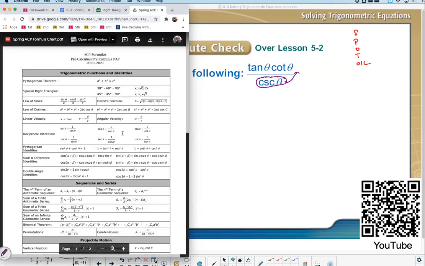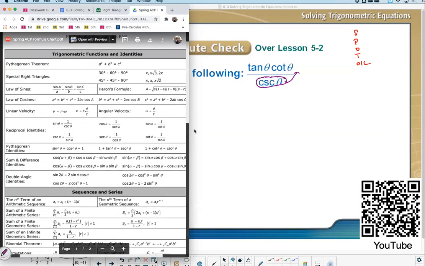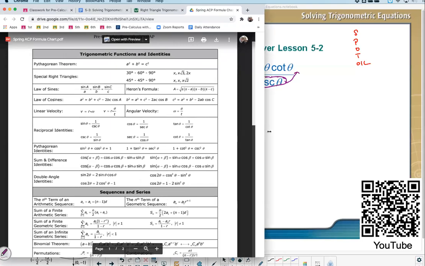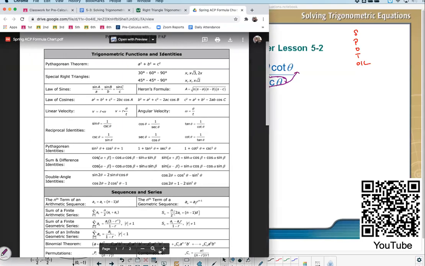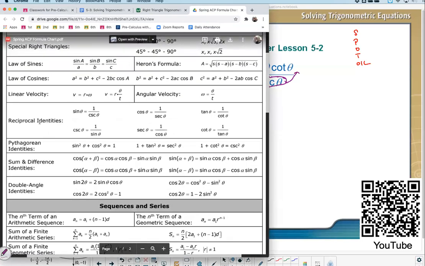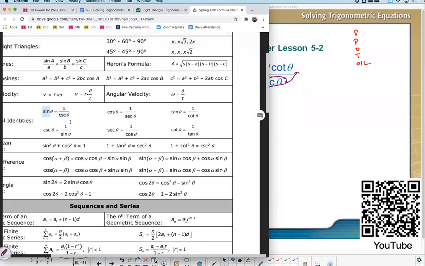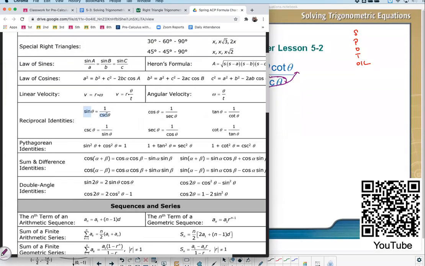I'll go to the formula chart. And I'm going to make this a little larger. And I'm looking under the reciprocal identities, and I want to find cosecant in the denominator, which I see right here. Let's see if it'll highlight for me. This formula chart doesn't always cooperate, but there it is. I have cosecant in the denominator. Cosecant in the denominator, or said another way, 1 divided by cosecant is equal to 1 times sine. There's no 1 there because it's multiplication. So 1 times sine is equal to 1 divided by cosecant.